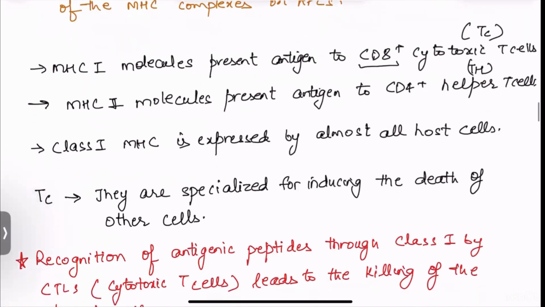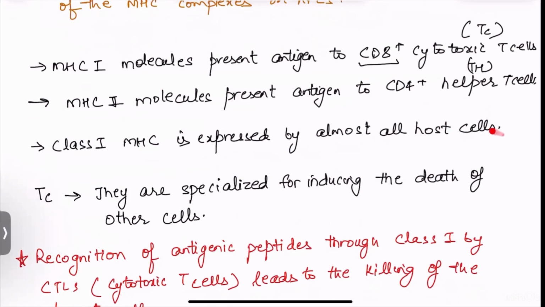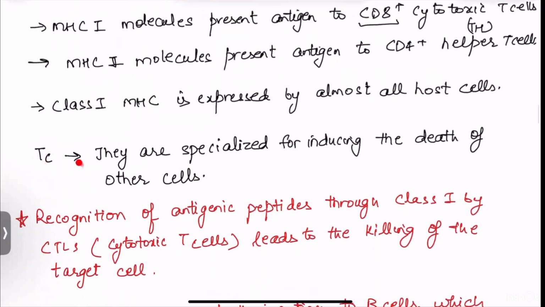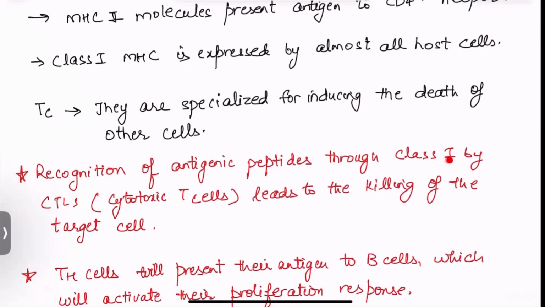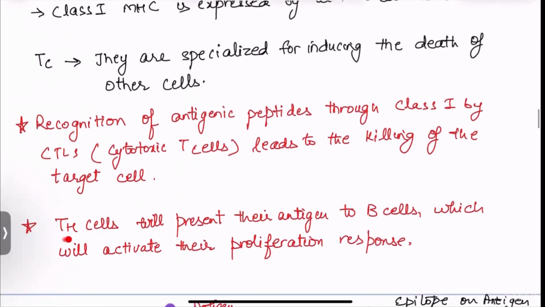Class 1 MHC is expressed by almost all host cells. Cytotoxic T cells are specialized for inducing the death of other cells. Recognition of antigenic peptides through class 1 MHC by cytotoxic T cells leads to killing of the target cell. Whereas T helper cells present their antigen to B cells, which will activate their proliferation response.